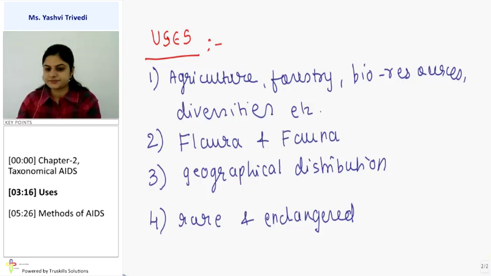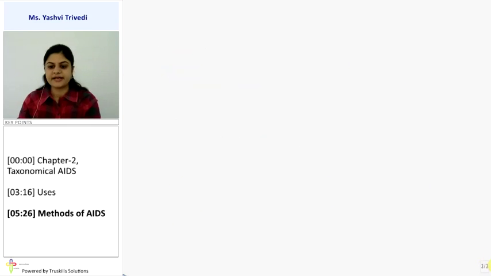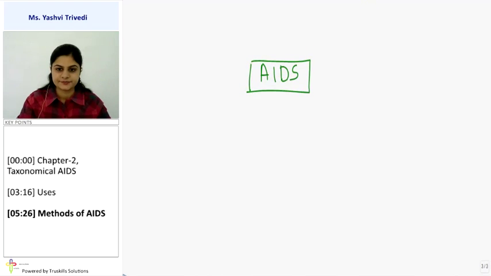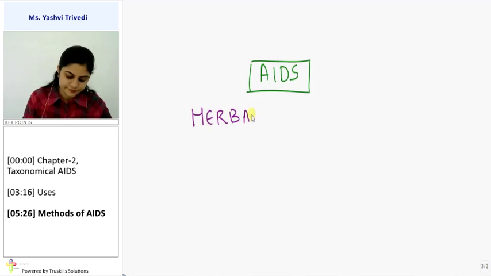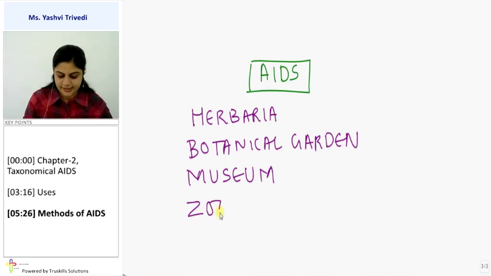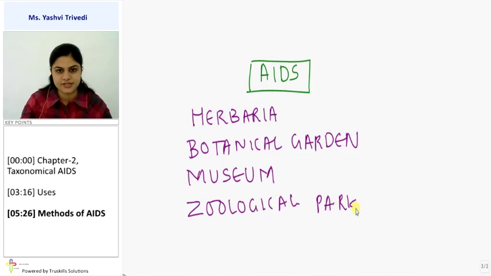For these studies, we have 4 methods enlisted in detail in this chapter, through which you can study these different aids, and those methods are herbaria, botanical garden, museum, and the last one is zoological park. That is simply what we refer to as zoo.